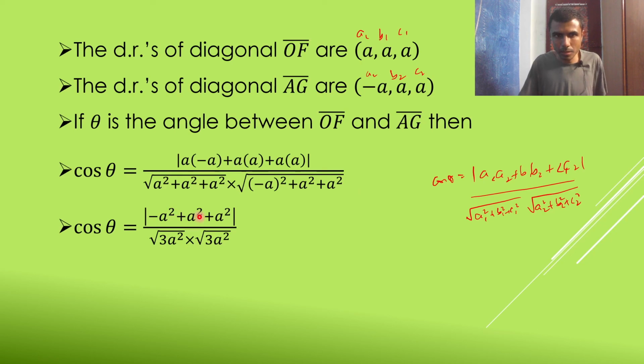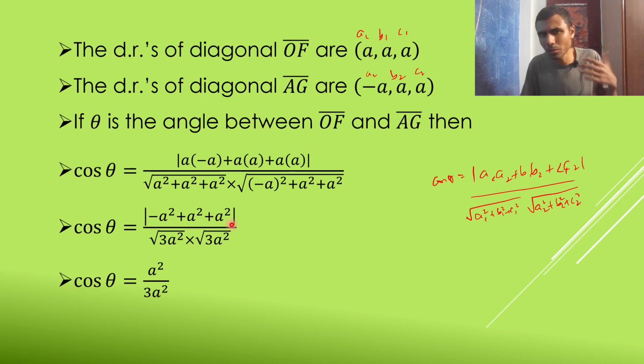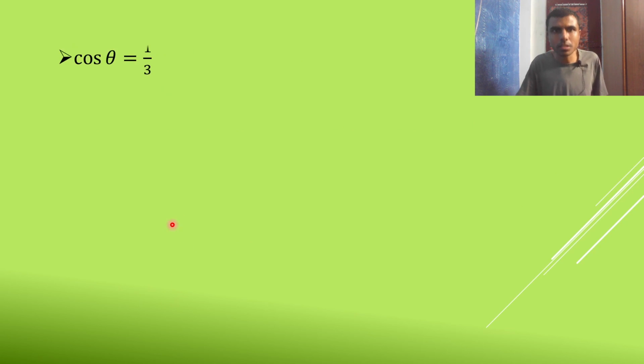Now minus a square plus a square is gone, so a square remains. The mod you can eliminate because a square is positive, so you need not keep it. So a square by root 3a square into root 3a square, which is 3a square, because root x into root x is x. So root 3a square whole square is going to be 3a square. So a square cancels. Cos theta is 1 by 3.